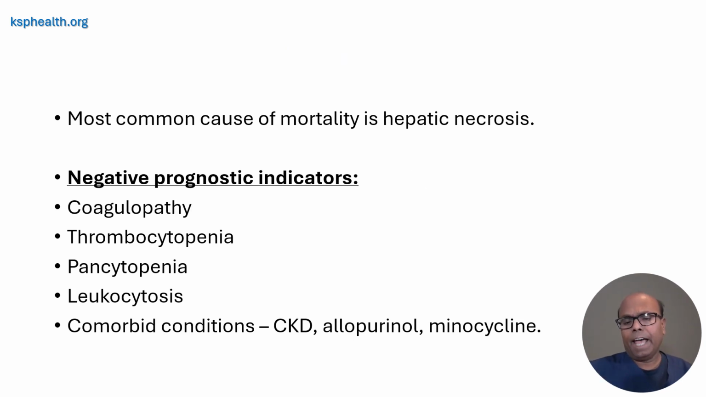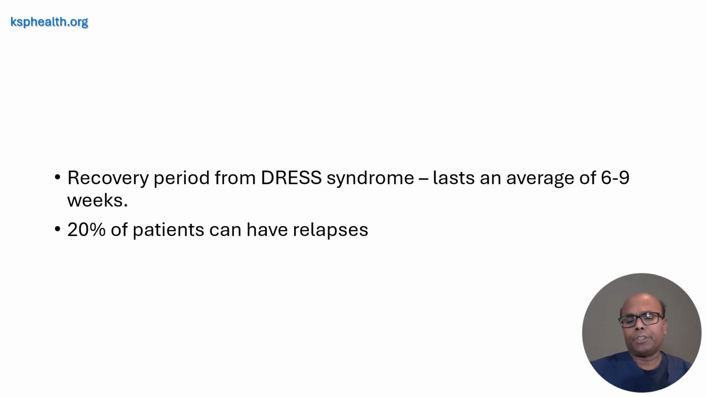The most common cause of death in DRESS is hepatic necrosis. So one should monitor renal function tests, liver function tests, coagulation factors, and CBC. The negative prognostic indicators are coagulopathy, thrombocytopenia, pancytopenia, leukocytosis, and comorbid conditions like chronic kidney disease, allopurinol, and exposure to minocycline. Recovery from DRESS syndrome lasts an average of 6 to 9 weeks. So follow-up is necessary for these patients.